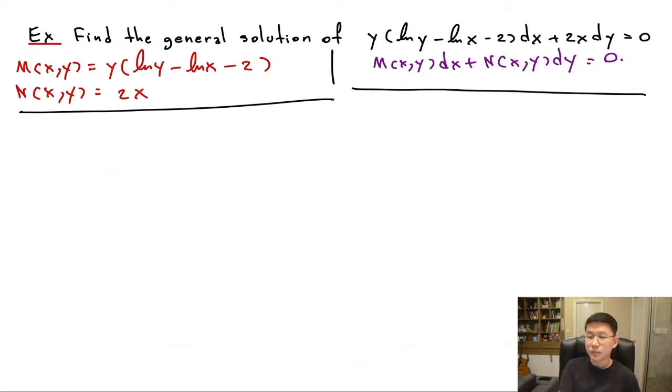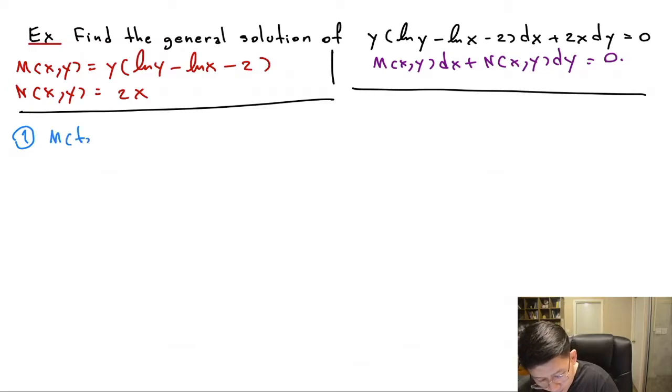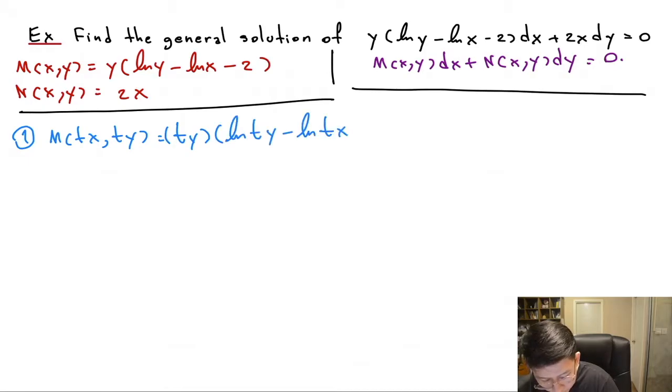Okay, next. First, I'll need to do what? Remember? First, I'll need to check whether or not M and N are homogeneous functions of the same order. So let's look at M first. M(tx, ty) is what? ty(log of ty minus log of tx minus 2), right? Basically, I substitute x by tx, y by ty in here.